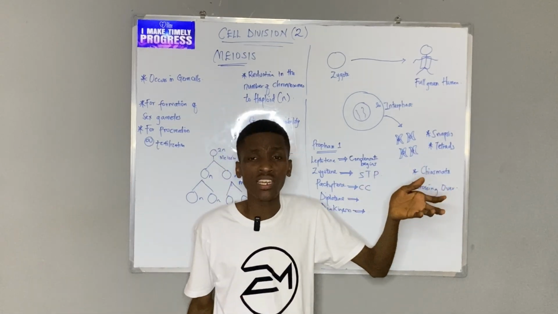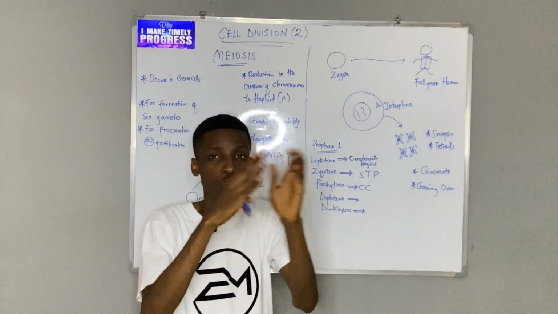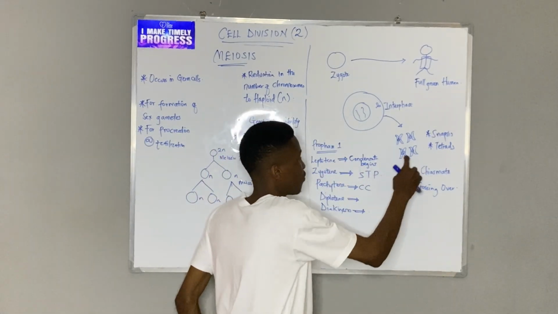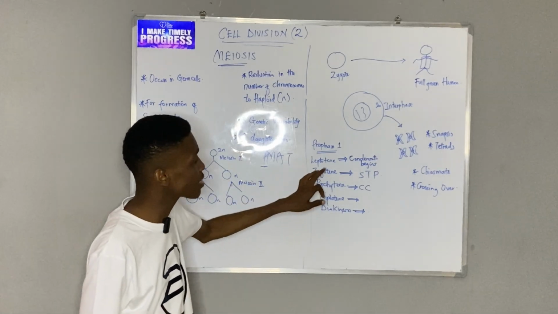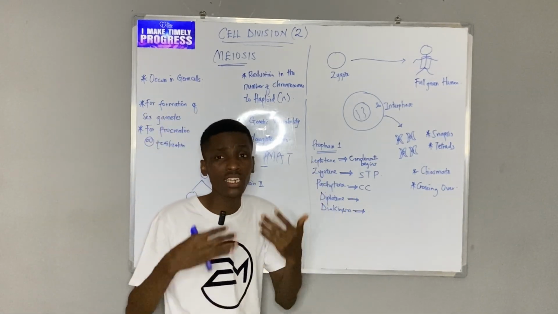Of course, there should be how many in a normal cell? 46. That's 23 pairs. So these are all of them here. So I could draw 4 on the board. Now, what happens after phase 1, which is condensation, making them visible?